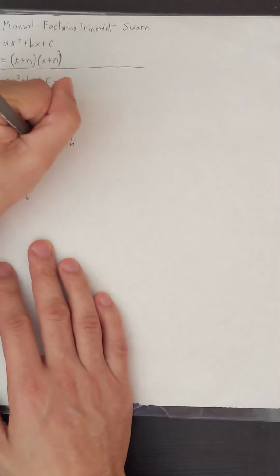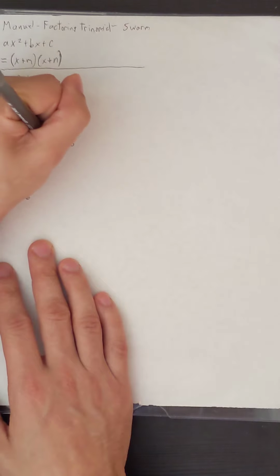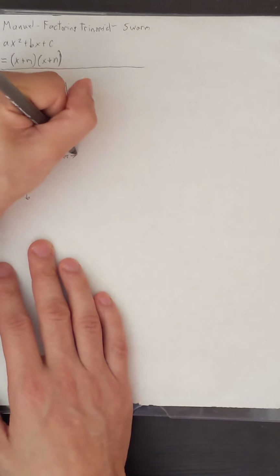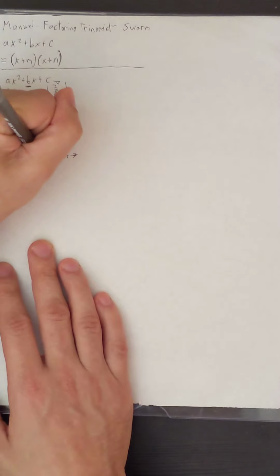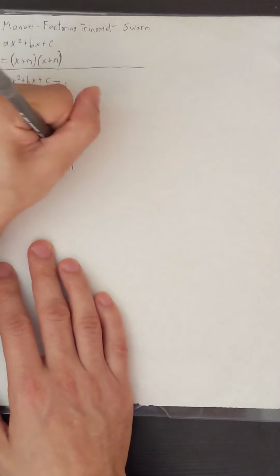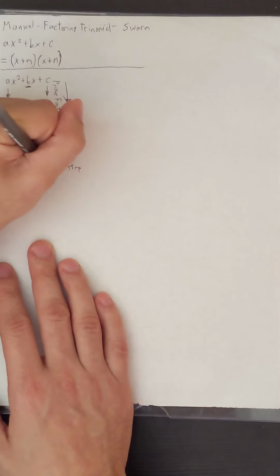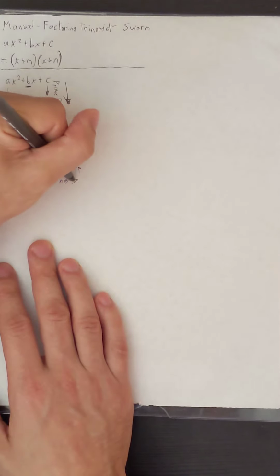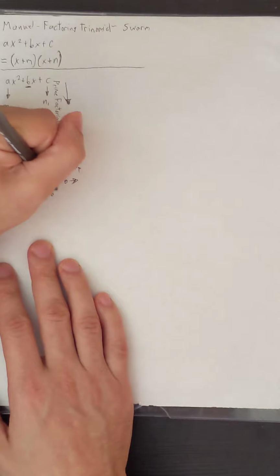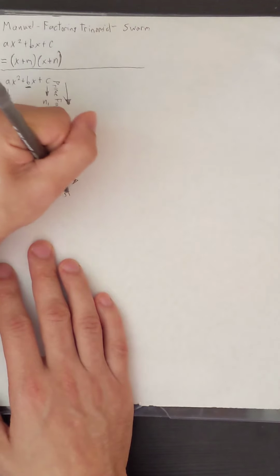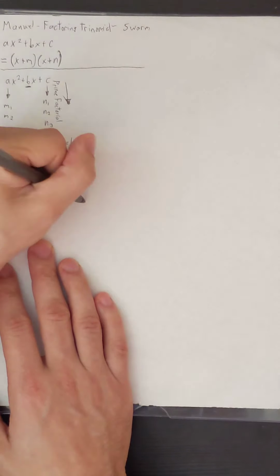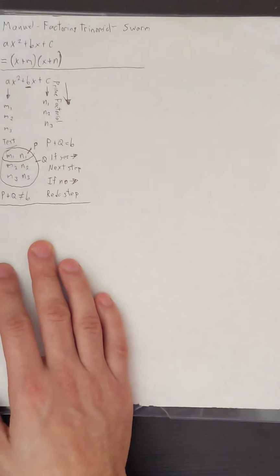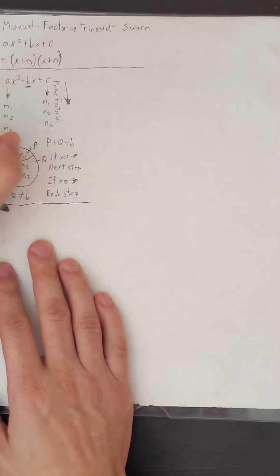Well, there are two different options. If yes, if they do equal B, then we go to the next step. But if no, then we redo this step. We redo it in a different way. Right now we're assuming that they don't equal each other, so we have to redo the step. I called this test 1, and the next one I'm just going to call test 2.